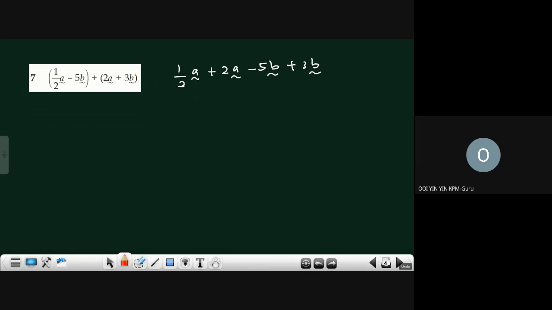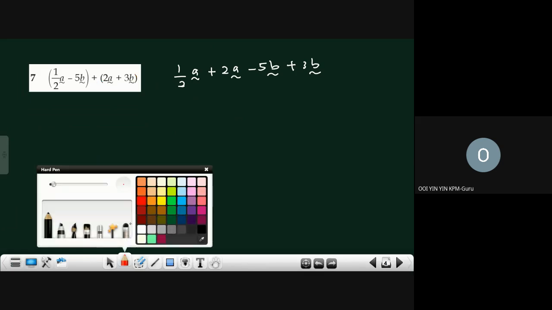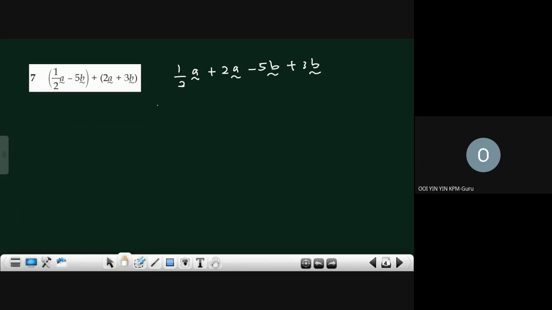Okay, so now simplify. 1 over 2 plus 2A, you get 5 over 2A, or 2.5 lah. Okay, minus 5B plus 3B overall will leave you negative 2B. Okay, so that's the answer. The addition and subtraction. Okay, easy, right? Very easy. Very, very easy.